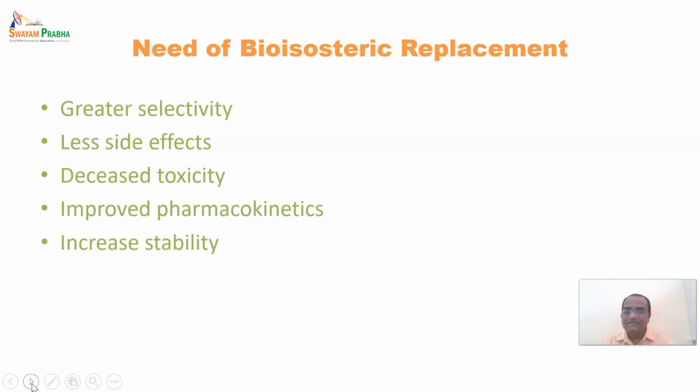After that, increased stability. When a drug is susceptible to simple reactions such as oxidation, the groups are converted, or isosteric groups are replaced, in such a way that they are not prone to oxidation.